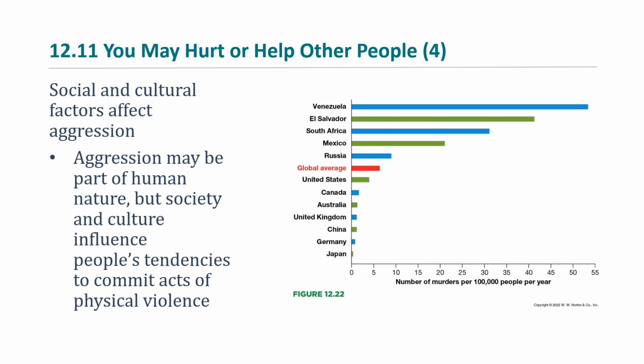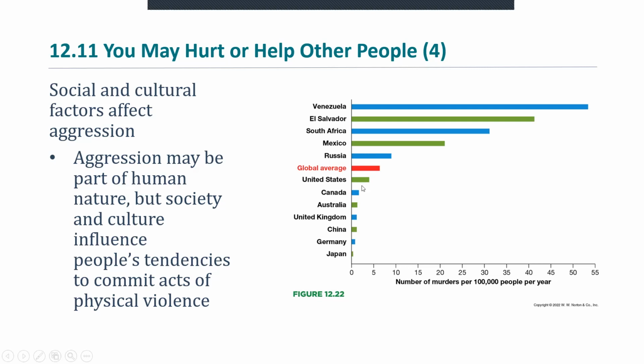There are also social and cultural factors that affect aggression. Aggression may be part of human nature, but society and culture influence people's tendencies to commit acts of physical violence. You see this chart here, these numbers are from 2012, displaying the murder rate for various countries. You can see that the murder rates are much higher in certain countries compared to others. This tells us that the society that people live in and grow up in can affect their aggression tendencies. So if you live in Venezuela, you're much more likely to be aggressive than if you grow up and live in Japan, for instance. So it's not all genetics or biology; it's partially our socialization, what you're taught within a society, within a culture.